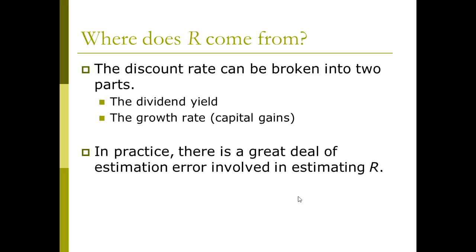So where does the R come from? Well, the R, or the discount rate, can be broken into two parts. One is the dividend yield. Another is the growth rate, or the capital gains.